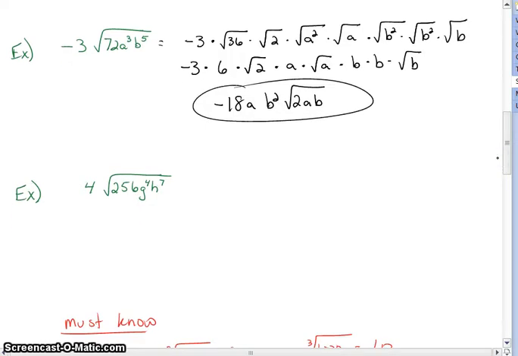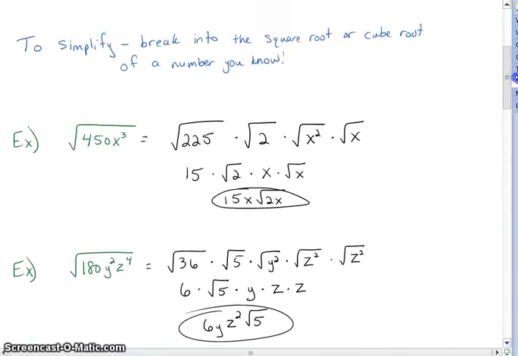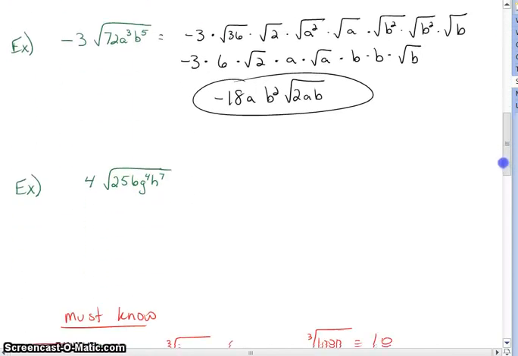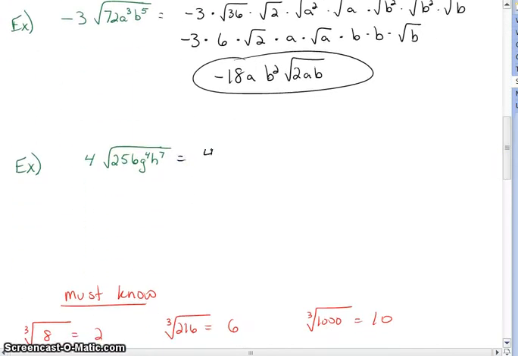Here's another one. Do I know the square root of 256? Well, let's go back and look. Do I know the square root of 256? Yep, it's right there. So the square root of 256 is just 16. So I don't need to break that into anything. I know the square root of it. Or at least you should know the square root of it.